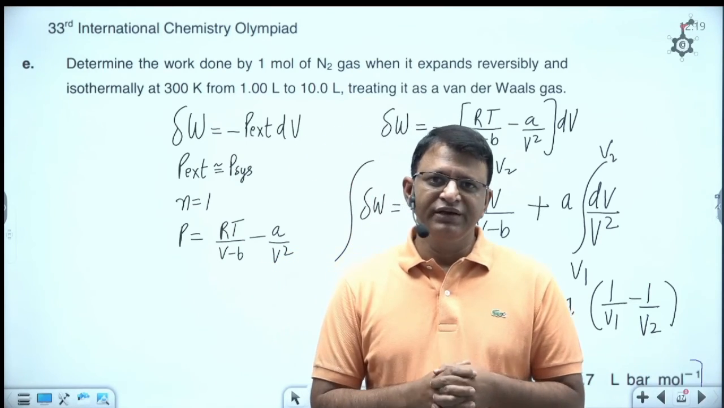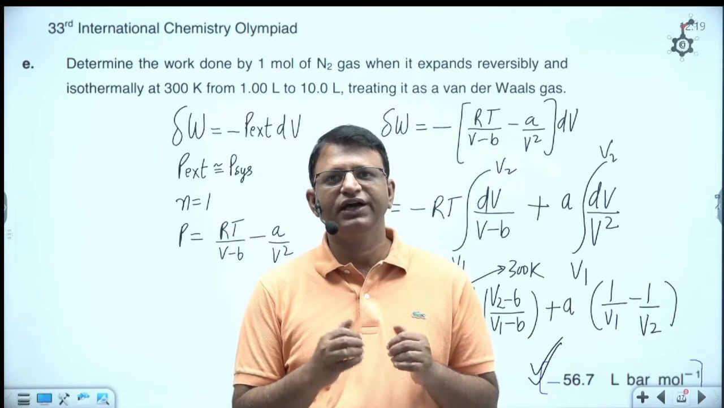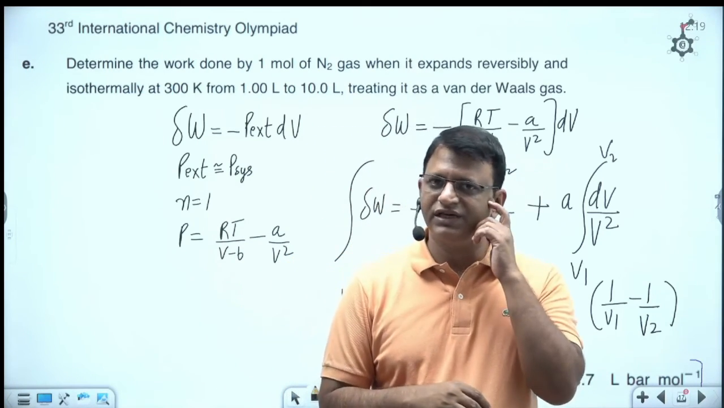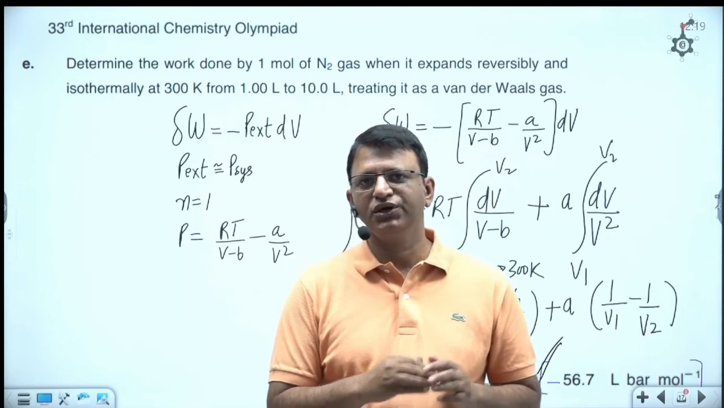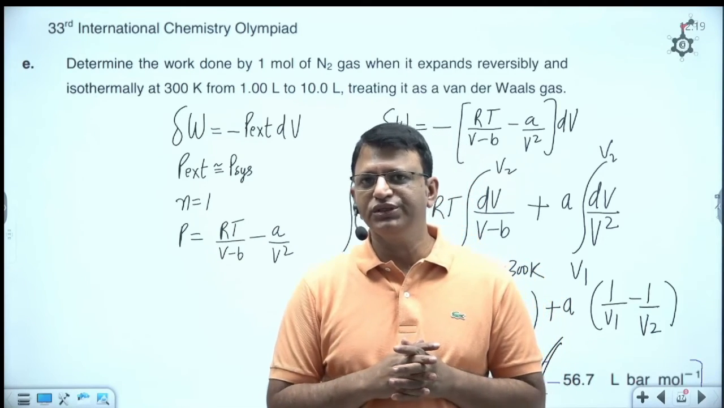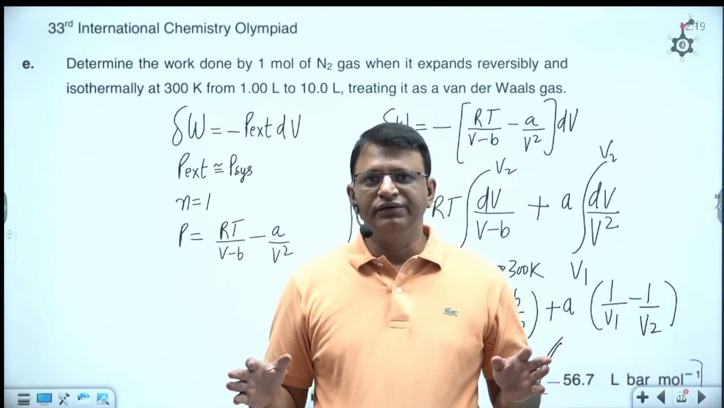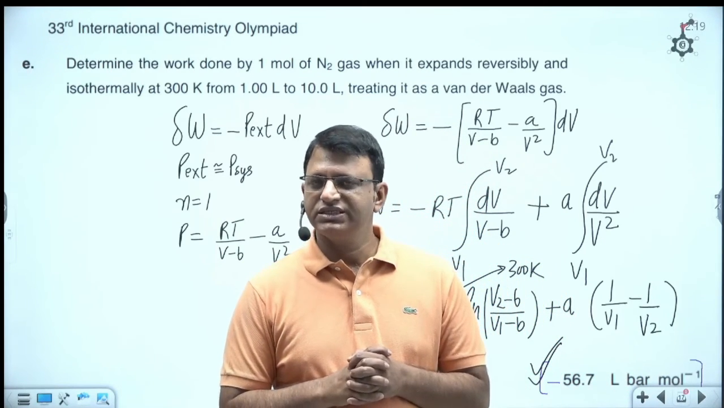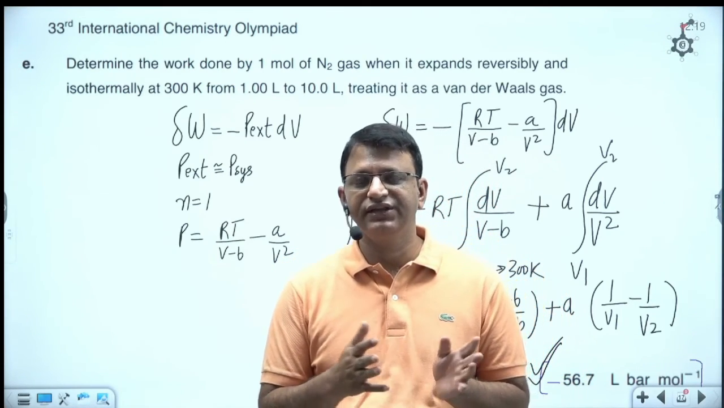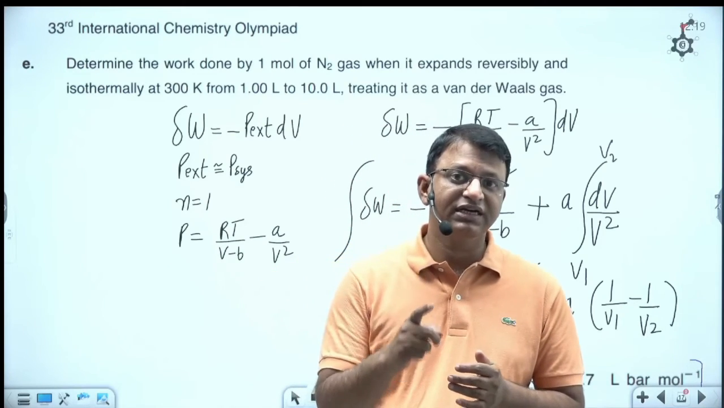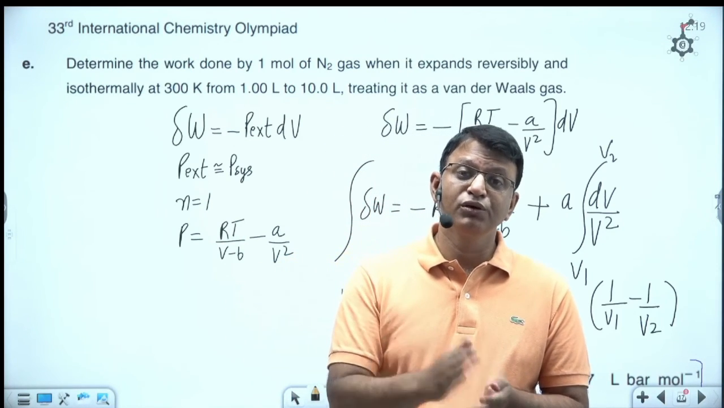Importance of A: when A is very small, like for hydrogen and helium gas, when A is negligible, then we can write that Z is equal to 1 plus PB upon RT. So on increasing pressure, the value of Z is going to increase linearly, and for most of the pressures at near about room temperature, for hydrogen and helium, Z is greater than 1. So they are known as permanent gases and they cannot be liquefied. But it doesn't mean that hydrogen and helium cannot be liquefied. They can be liquefied if we put the temperature below their critical temperature.